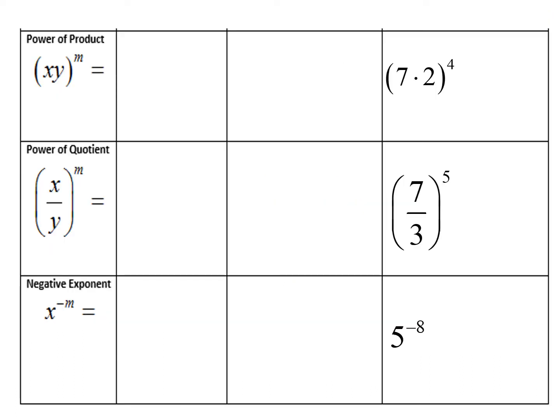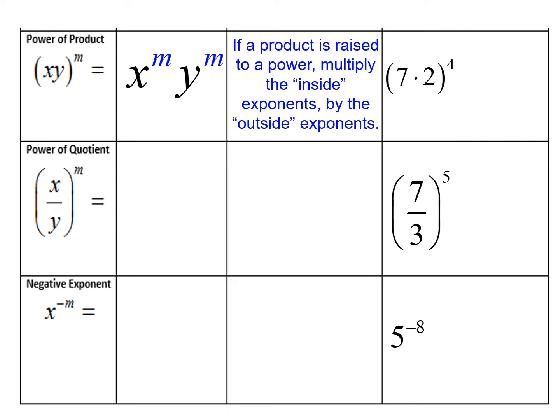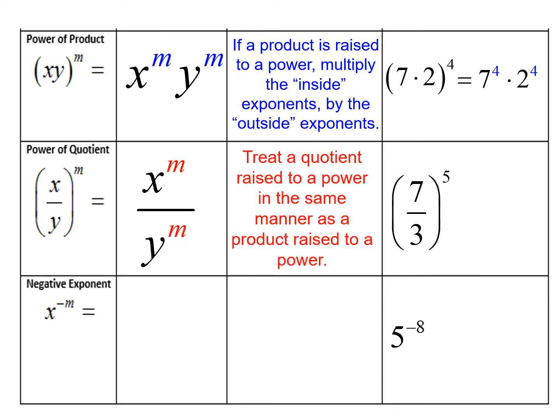Power of a product. So now we have a product inside parentheses and we're raising it to a power. Is x to the m, y to the m. So if a product is raised to a power, just multiply the inside exponents by the outside exponents. So this is 7 to the 4th times 2 to the 4th. Power of a quotient. You raise the numerator to the outside power and the denominator to the outside power. Our numeric example, 7 to the 5th divided by 3 to the 5th.